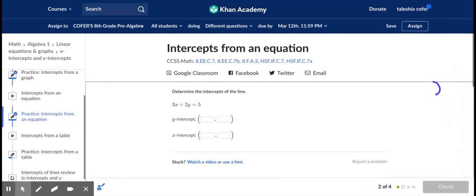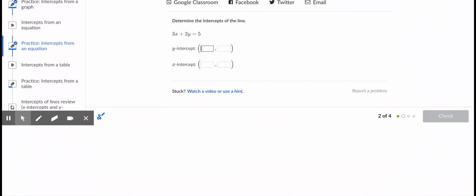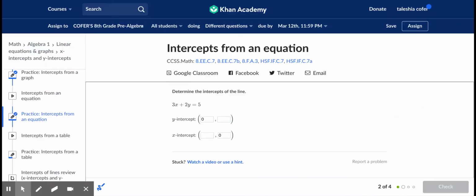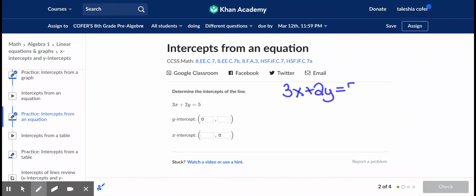I'm going to try to make a little more space this time and try to use my space wisely here. So remember, anytime we have the y-intercept, I know that my x has to be 0. Anytime that I have my x-intercept, I know that my y has to be 0. So we can go from there. I'm going to first start off by trying to solve for my y-intercept. So I have 3x plus 2y is equal to 5.